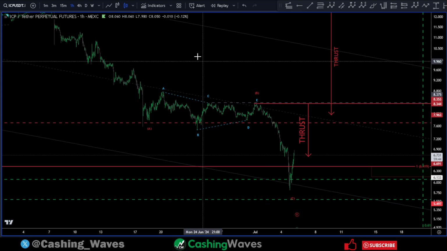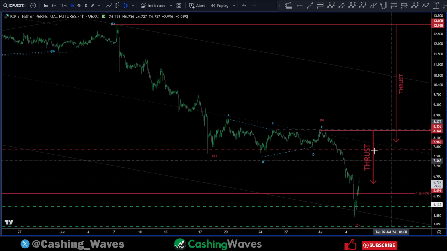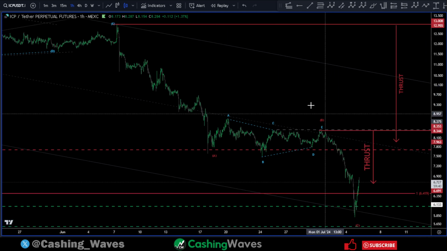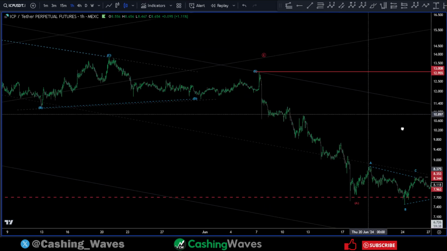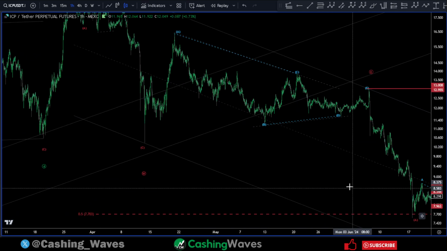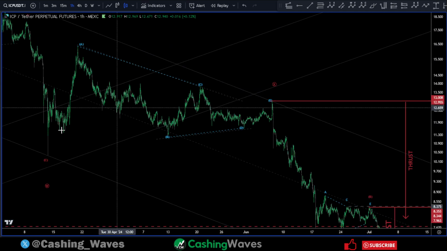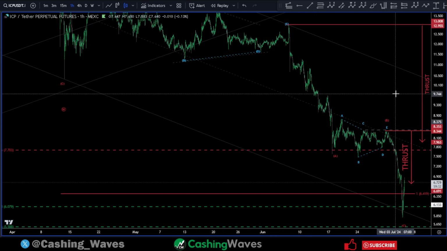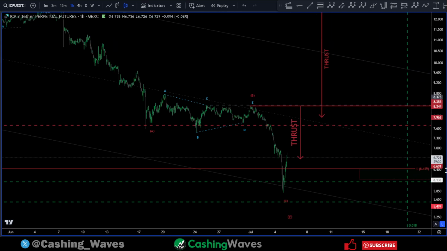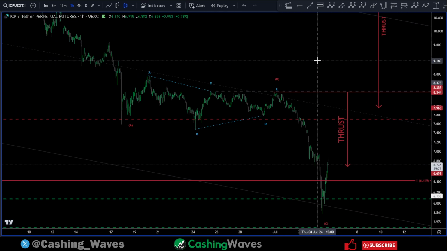So at this point, we are just looking for a matching wave. Because as you know, we got 3 up here. It has to be a Y wave because it's not a flat, so we can't get 5 here. So this should be the final move.